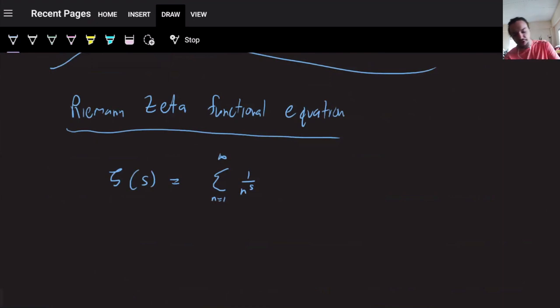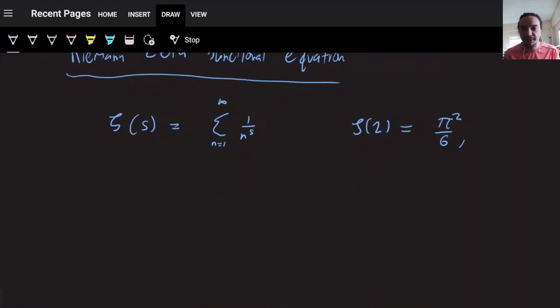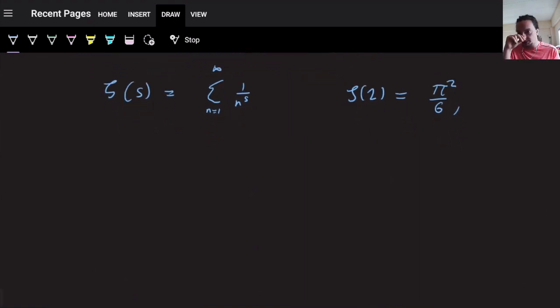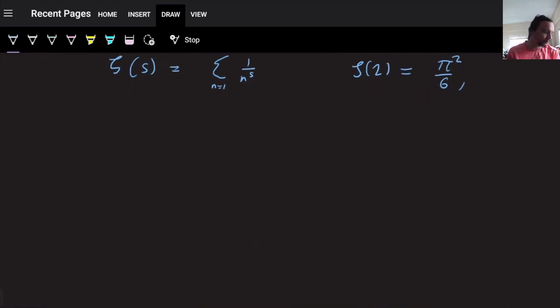Okay, and we know the values of the Riemann zeta function at a few special values of s. So for example, zeta of 2 is going to be equal to pi squared over 6. And there are all kinds of other things that you can do. But we have never been able to figure out what the zeros of the Riemann zeta function are. Okay, so we know that there are zeros at certain places, but we can't figure out what the zeros are on this sort of critical strip, the complex numbers with real part 1/2. Okay. So this is called the Riemann hypothesis.